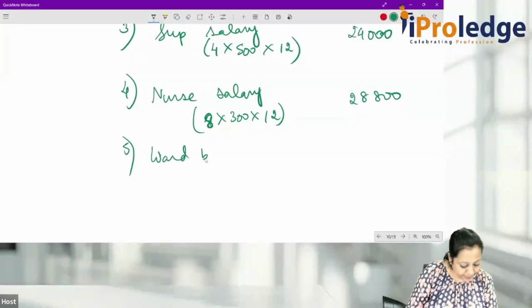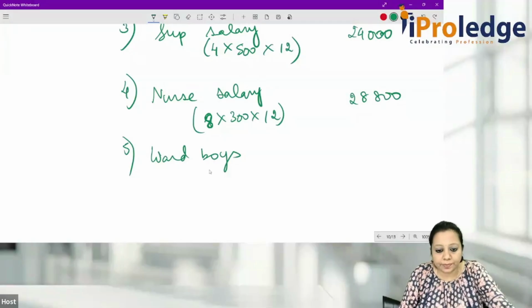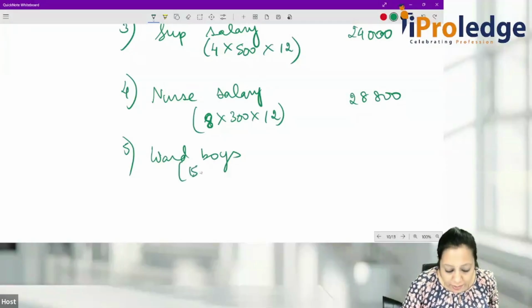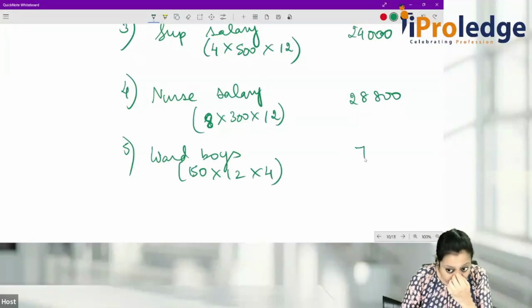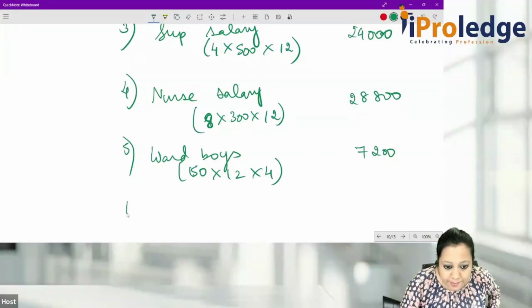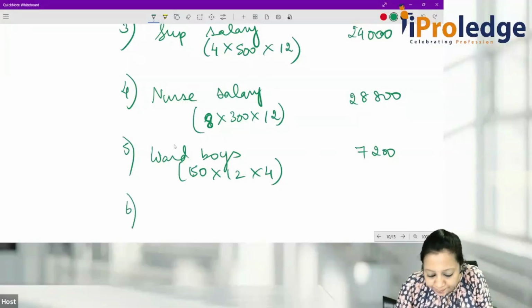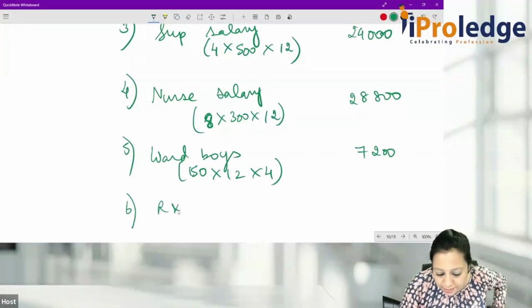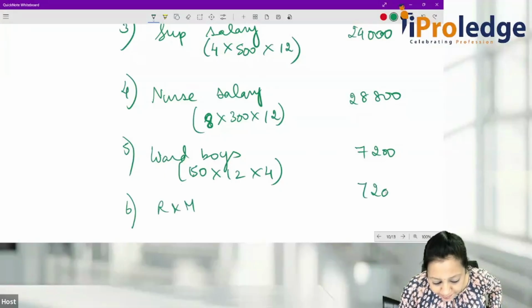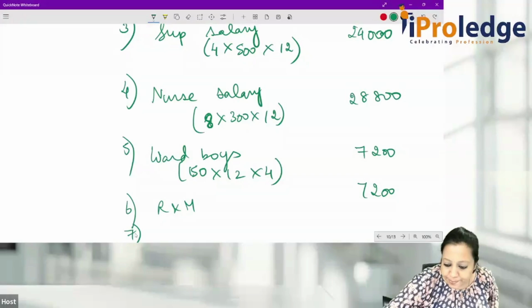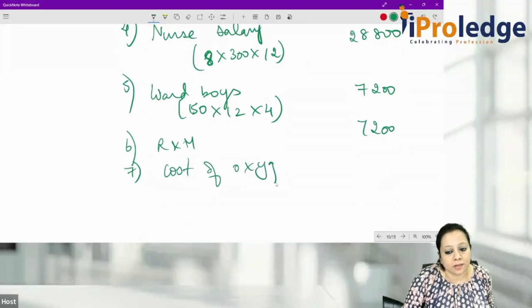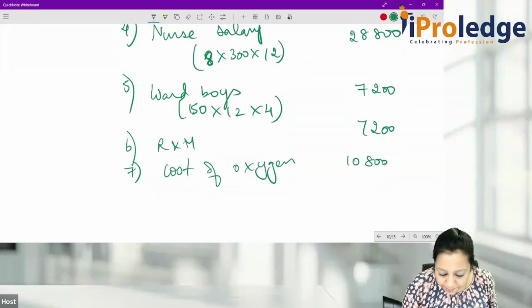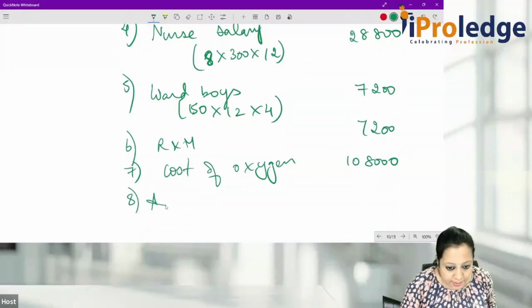Ward boys. 150 into 12 into 4. 7,200. Then repairs and maintenance, 7,200. Then cost of oxygen. Normally it would have been variable because of the specification. It is 1,08,000. Then admin charges.